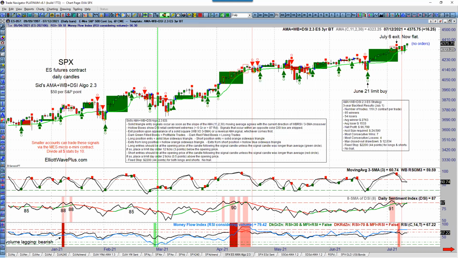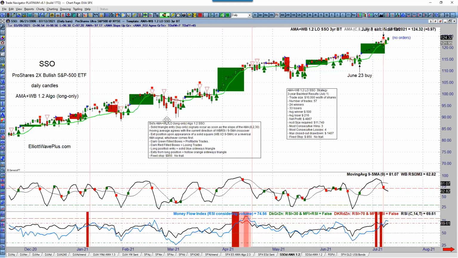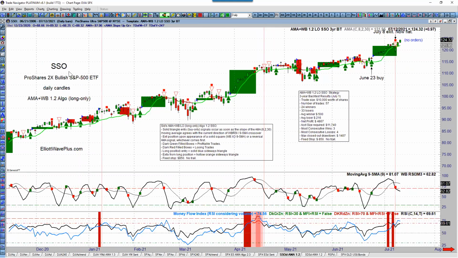There are ETFs like the 2 times bullish S&P ETF, the SSO, that I do have a backtest at Algo ready to show on that, if this would be an important item. And if you are either a paying subscriber or you're highly interested in becoming a paying subscriber, I would like to accommodate you.